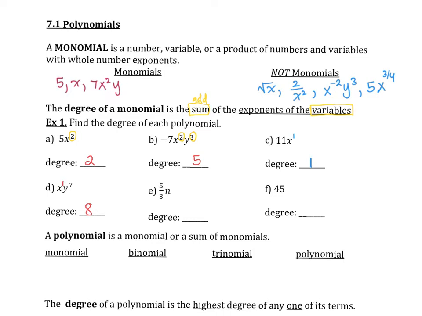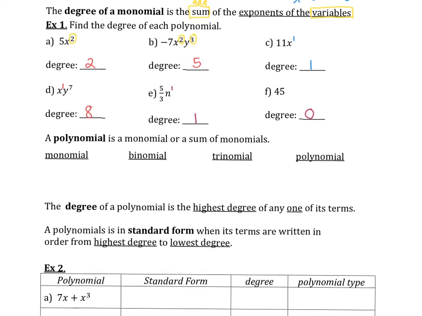Okay, for E, the only variable I see is n. The exponent on the n is 1, so this is a degree 1 monomial. And for F, there is no variable at all. 45 has no letter on it, no variable, so the degree is 0, meaning there are 0 variables in that monomial.